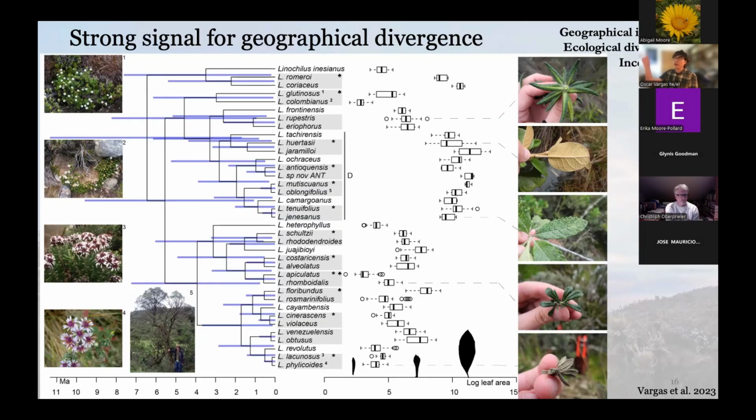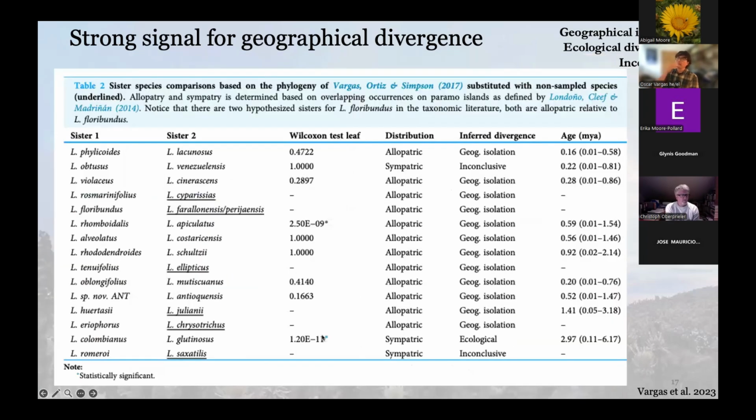So when I look at the phylogeny and take out these boxes, which are the sister species, and then do the actual comparison between those sister species, this is the table that I get. This is one of the main results. You can see here the comparison of leaf areas between sister species. Notice that only two of those are significantly different.